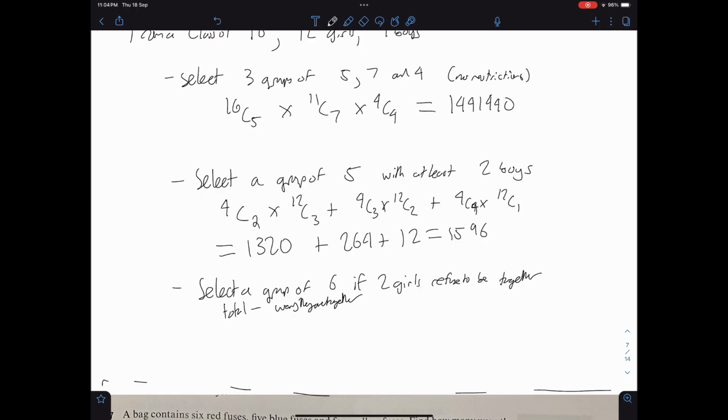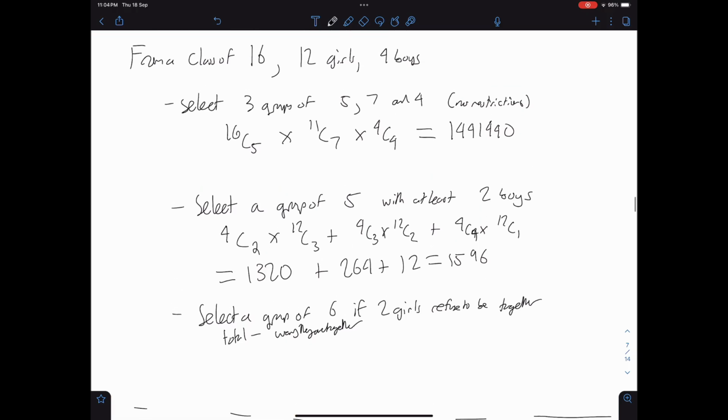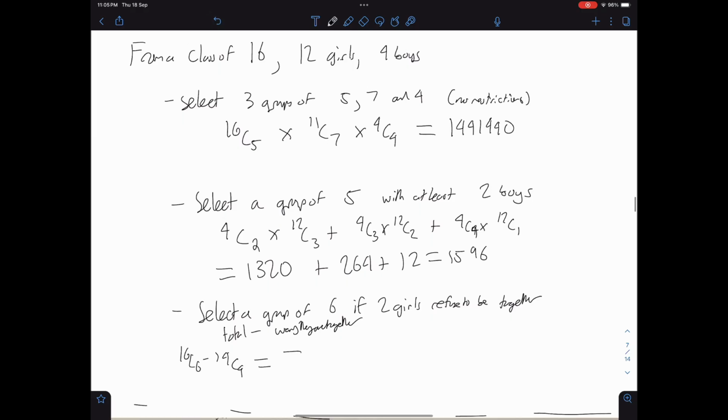So that means we only need to select 4 more people. And that is just 14 choose 4. And the total way would be 16 choose 6. And that gives us 7,007.